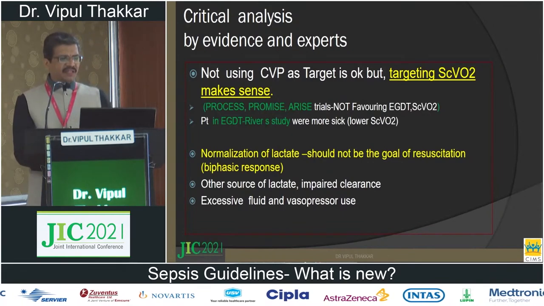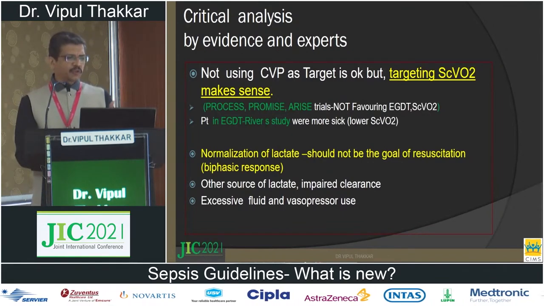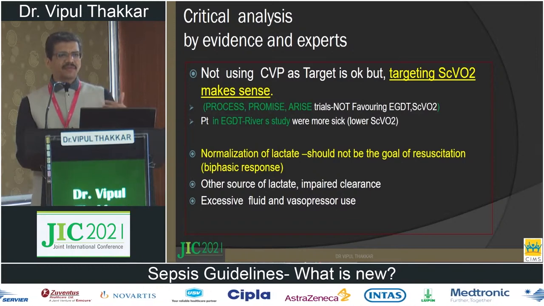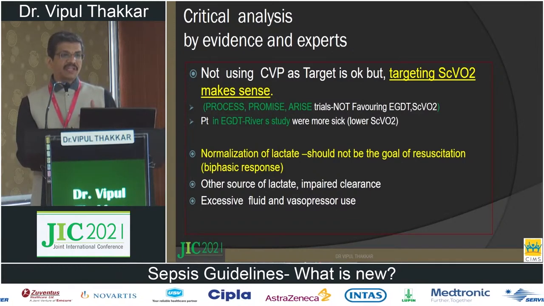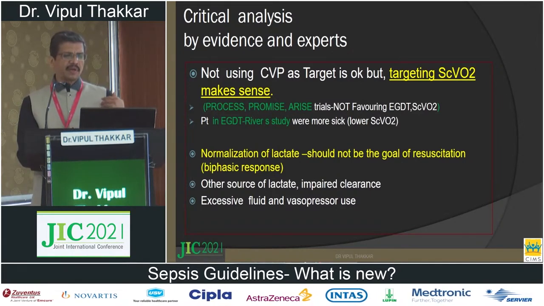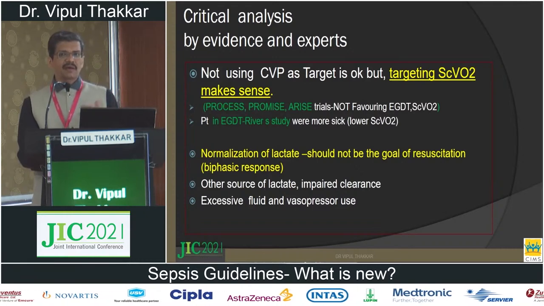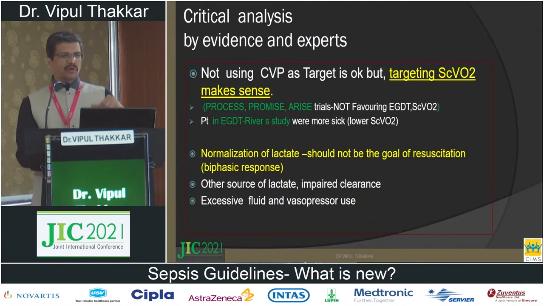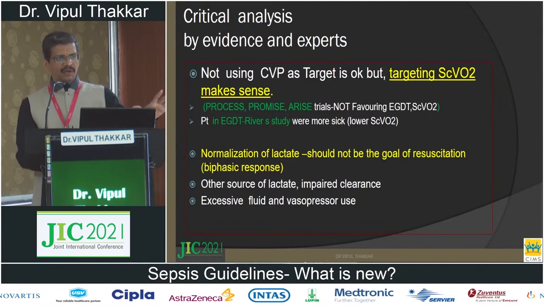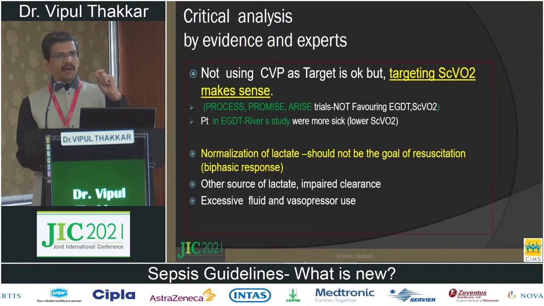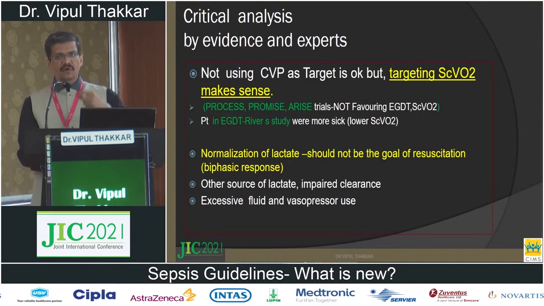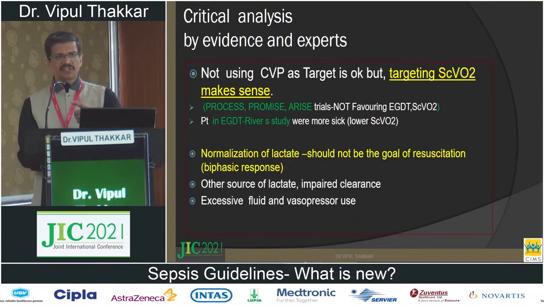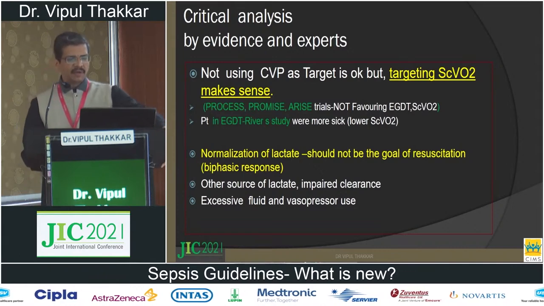What expert and evidence say: the ProCESS, ProMISe and ARISE trials came in the last 5 to 7 years. They have disfavored the use of ScvO2 and CVP and early goal directed therapy. But again, experts feel that not targeting CVP is still okay, because the success of assessing fluid resuscitation adequacy by CVP is 50%, right?